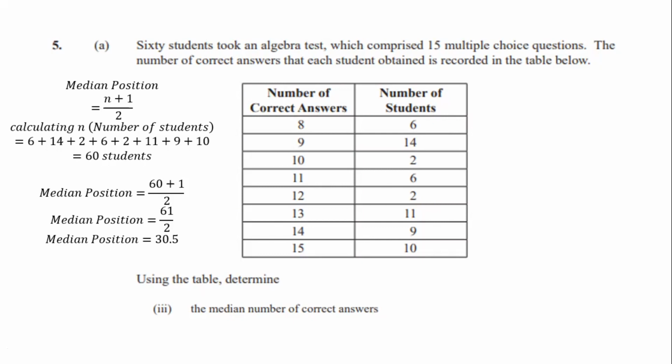So what we need to do is add 12 and 13, as these would be the two numbers in our 30th and 31st positions. We add those, divide by 2, and we get our median number of correct answers. When we add 12 plus 13 and divide that by 2, what we get is 12.5. So our median number of correct answers is 12.5.